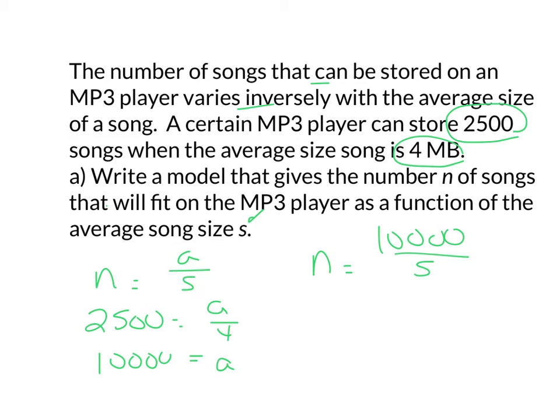So basically what you can do to figure out how many songs can fit on an MP3 player is divide your average song size into 10,000, and that tells you how many songs you can put on that MP3 player. So that's a good use of an inverse variation.